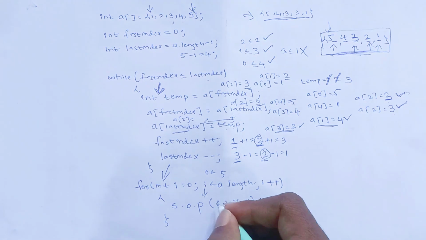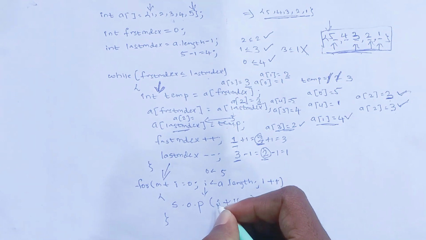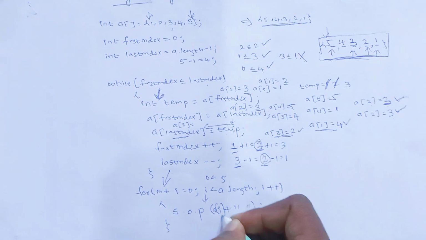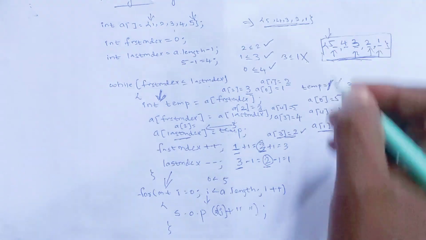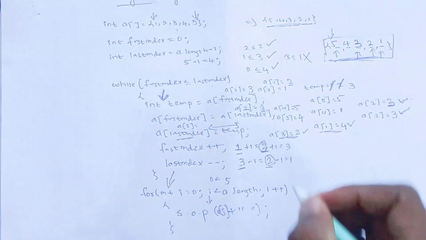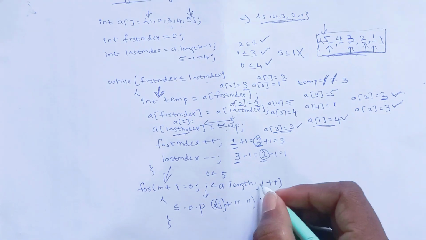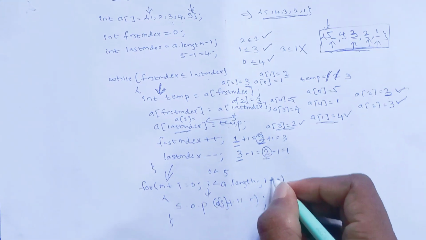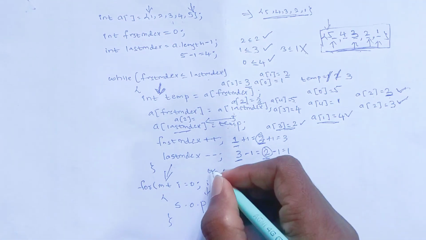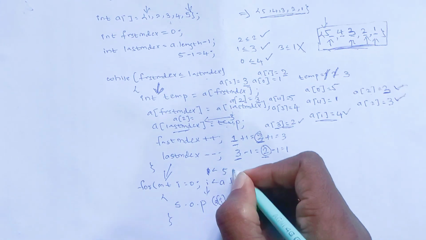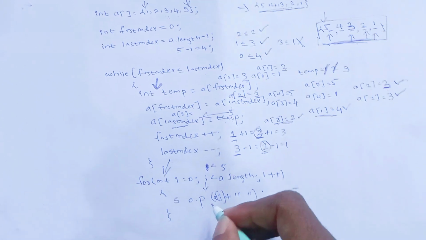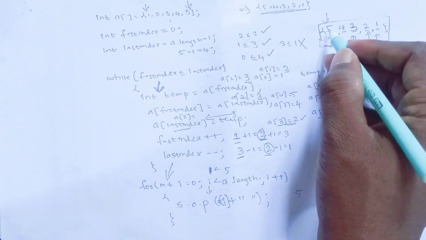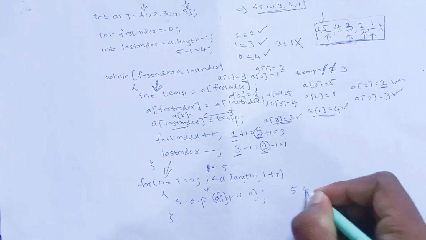Then what we need to do is we just need to print a of i. So a of i means a of 0, so at a of 0 we will have the 5, so it prints 5, then i is incremented by 1, initially 0, now it becomes 1. Checks for the condition, 1 less than 5, condition true, enters the loop. A of 1, so a of 1 value is 4.